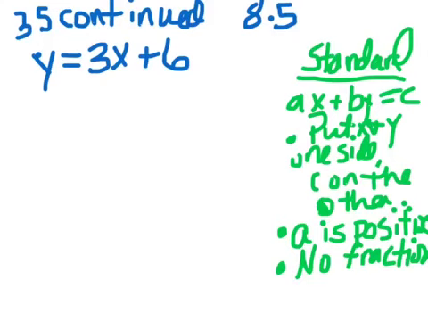Okay, so let's put this one in standard form. It's not going to be too hard to do. There are two ways I could do this. I notice that I'm going to have to move some stuff around anyway, right? Well, I have a 3x here, and it's already positive. So let me move the 6 to the other side and keep the 3x where it is.